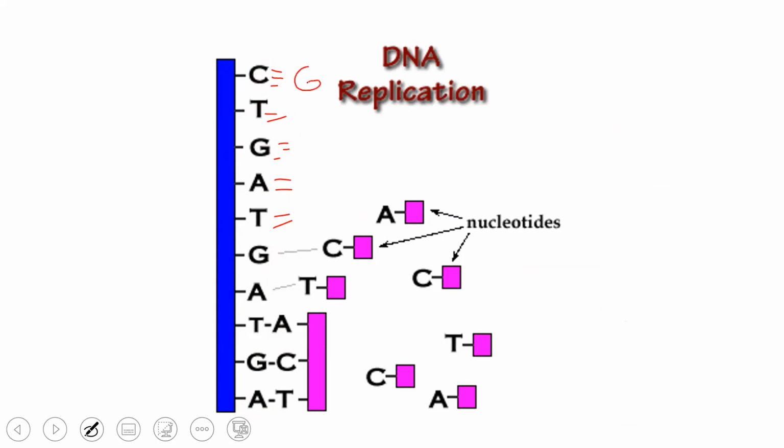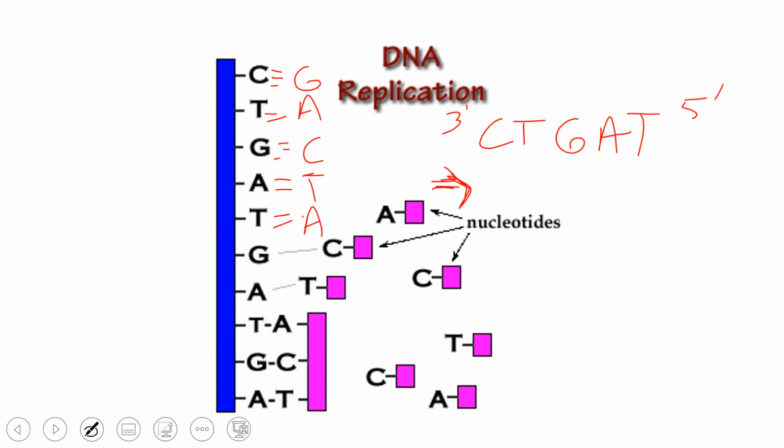For C, I need a G. For T, I need an A. Again for C, T, and again A. So if I tell you that my original sequence was CTGAT, and I ask you what sequence will its complementary base pair have, and I tell you this is from 3 prime to 5 prime, and I ask you, what sequence does this have?